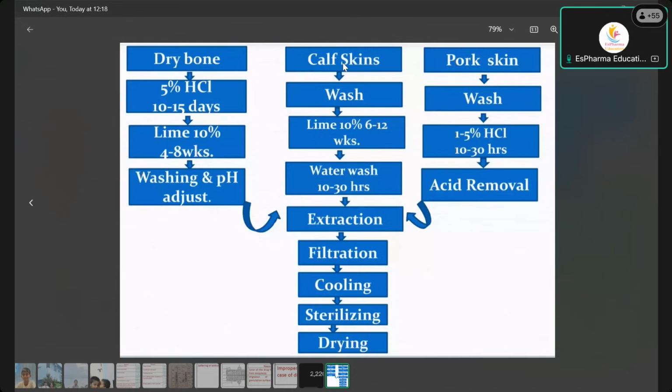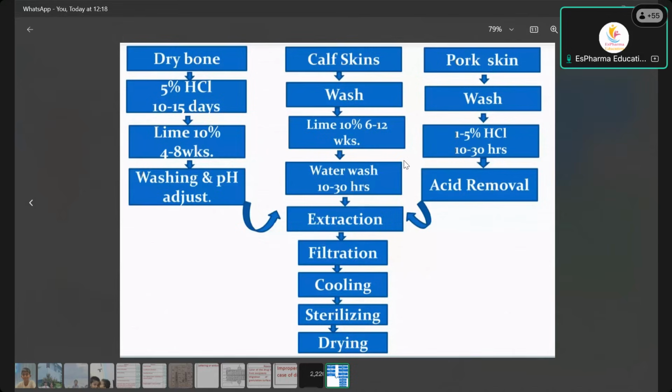And coming to skin, if you're taking the skin from the cow, you have to wash the skin thoroughly and soak it for 6 to 12 weeks in 10% lime, and wash it thoroughly for 10 to 30 hours. After 6 to 12 weeks, you wash it thoroughly, followed by the same procedure: extract, filter, cool, sterilize, dry.